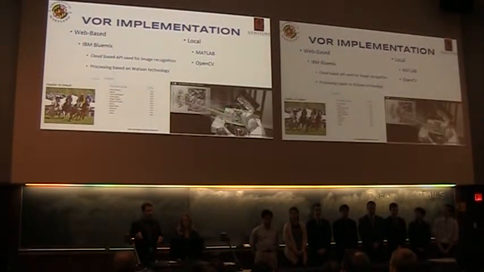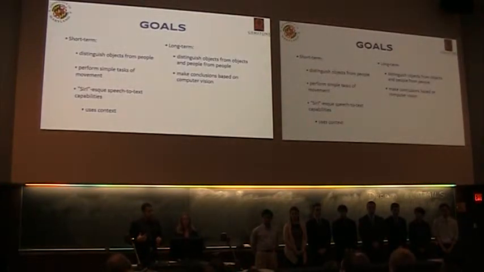So the visual object implementation comes in two parts. We've started with IBM Bluemix, which is a cloud-based API for image recognition, and we're also using MATLAB and OpenCV to code our local database. Our short-term goal is to be able to distinguish objects from people, so an orange from me.